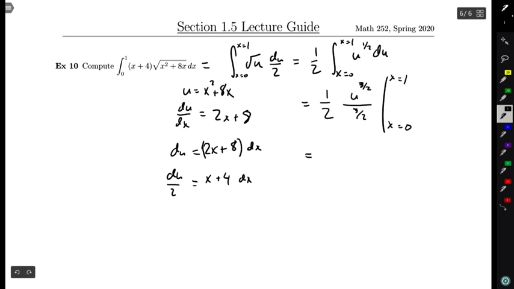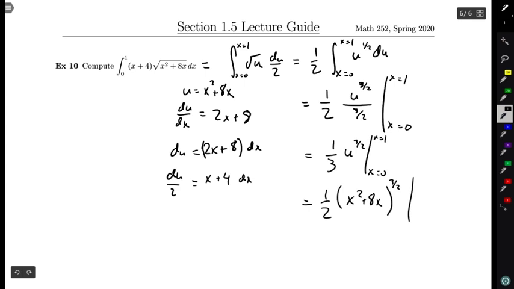So simplifying things a little bit, I know that dividing by 3/2 is the same as multiplying by 2/3, which is going to cancel the 2, so I'll be left with a 1/3 u to the 3/2 evaluated from x equals 0 to x equals 1. In order to actually do the computation, I want to go back and replace u by its expression in terms of x. So 1/3 times (x squared plus 8x) to the 3/2 power evaluated now from x equals 0 to x equals 1.